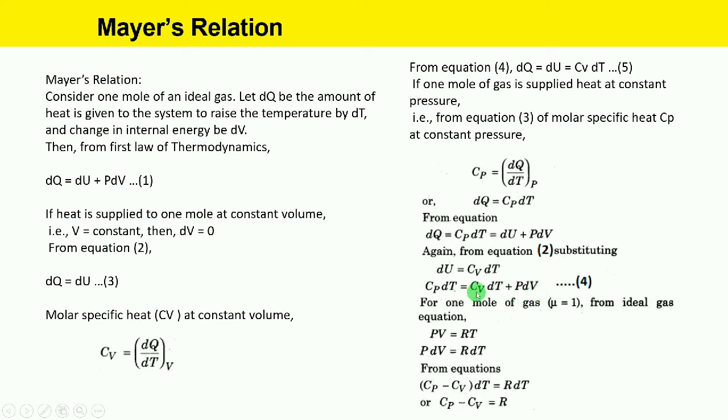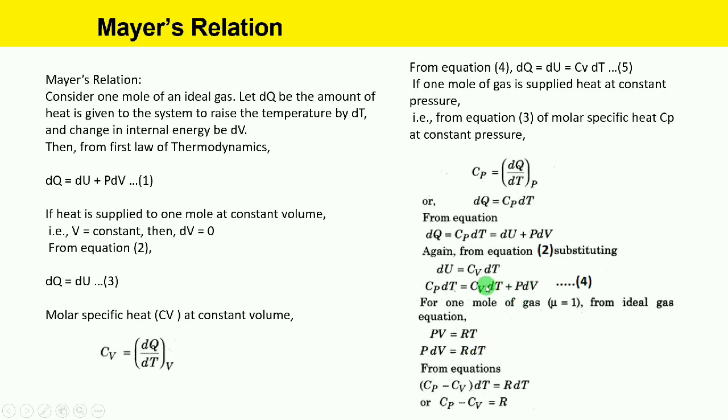Now here you can apply the ideal gas equation for 1 mole, that is PV is equal to RT, where n we consider as 1. If there is change in volume, there will be change in temperature. R will be constant, that is gas constant. So P dV will be equal to R dT. So instead of P dV, we can write R dT. So Cp dT is equal to Cv dT plus R dT.